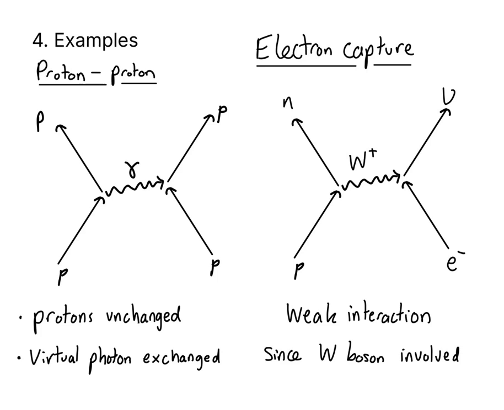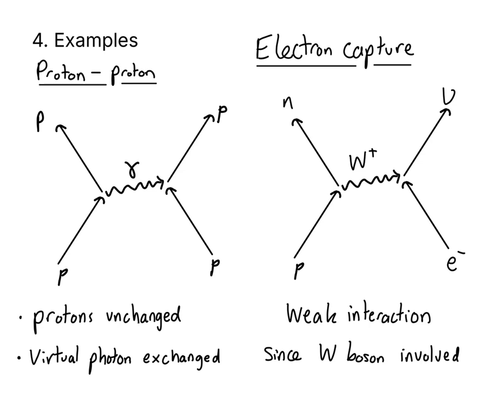Let's look at some standard examples you might be asked to draw in an exam. The simplest is 2 protons repelling each other. They interact by exchanging a virtual photon. Virtual because it's there doing its job, but you can never detect it directly. In fact, if you tried to observe it, the interaction wouldn't happen at all.